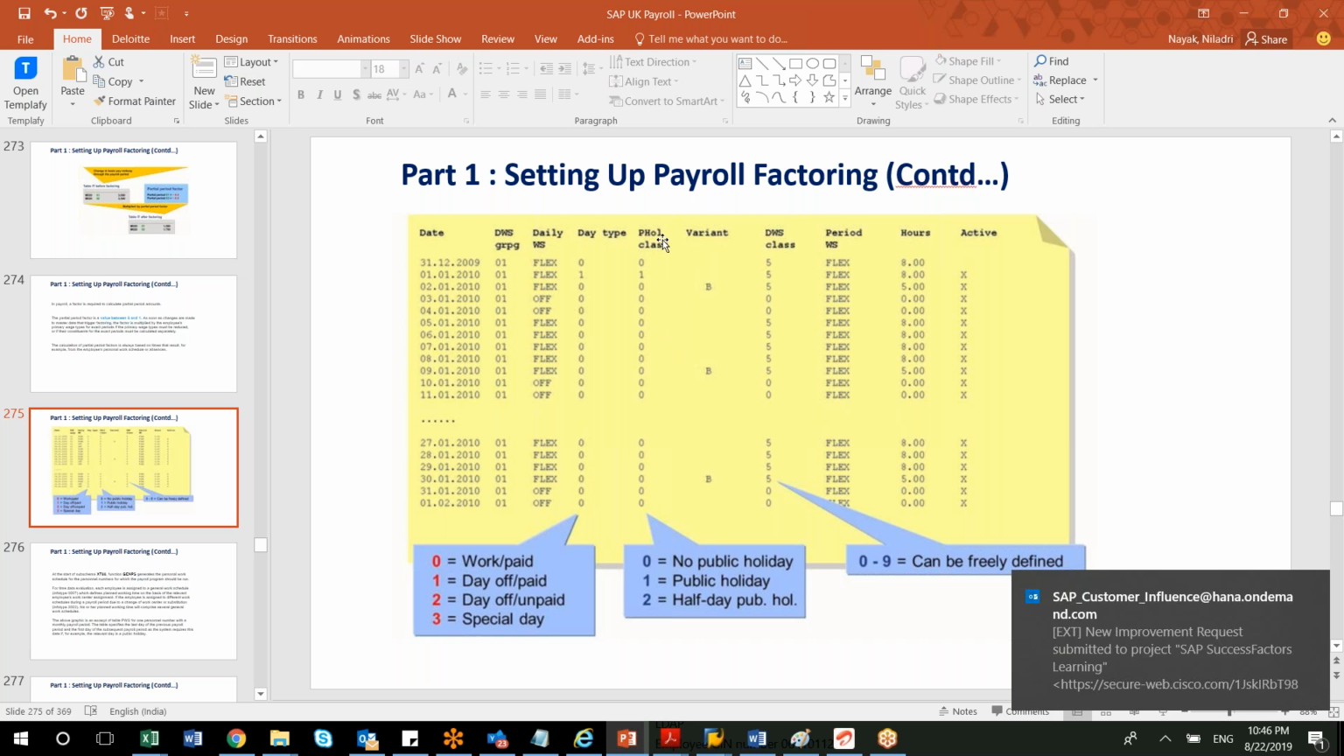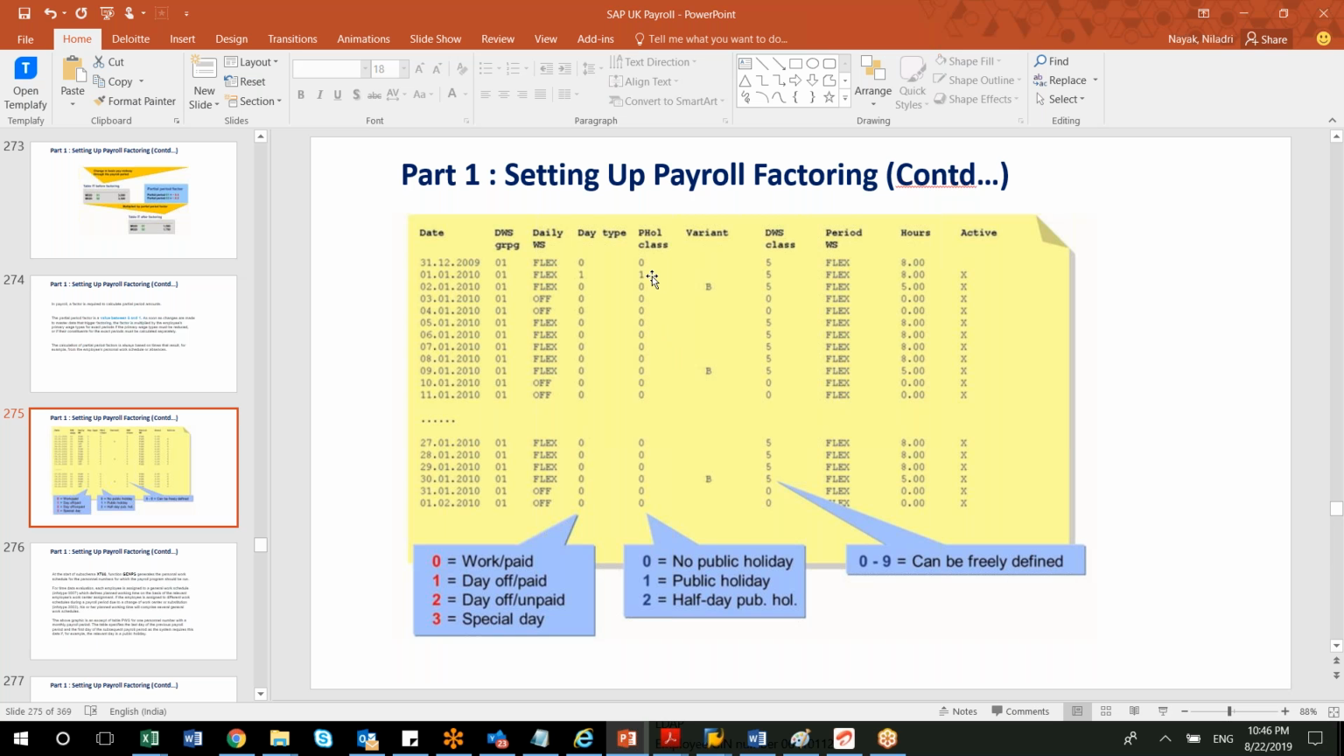And in the public holiday classes, if it is a public holiday it is 1, and if it is 0, it is no public holiday. Those kinds of things will be taken from here. So the system will read this from your entire DWS. But in this scenario we have captured the number of working days only, and the number of hours I have not seen.